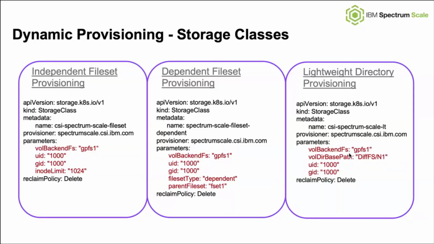Here you need to give a volume directory base path, volDirBasePath. This is the path that should be pre-existing on your GPFS cluster, and inside this directory, new directories are created which are provisioned as volumes. Again, we do support volume ownership using UID and GID on lightweight directories as well.